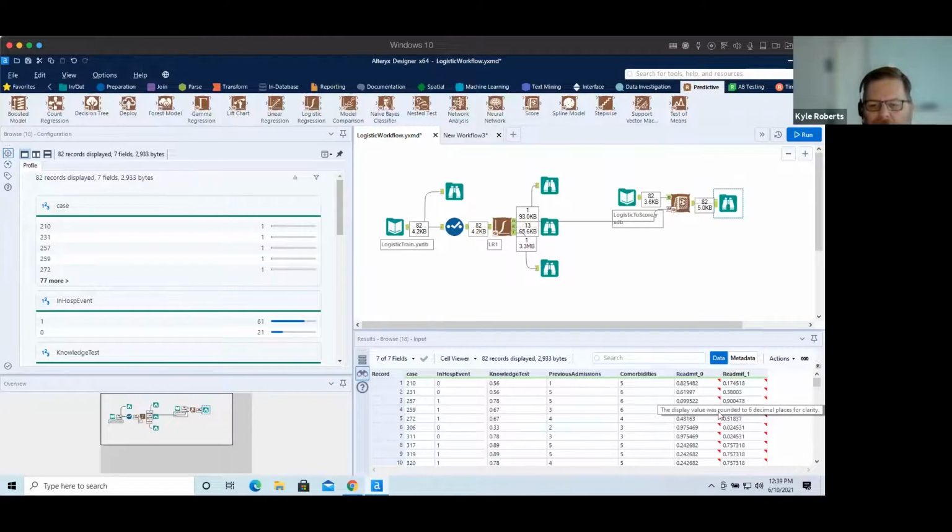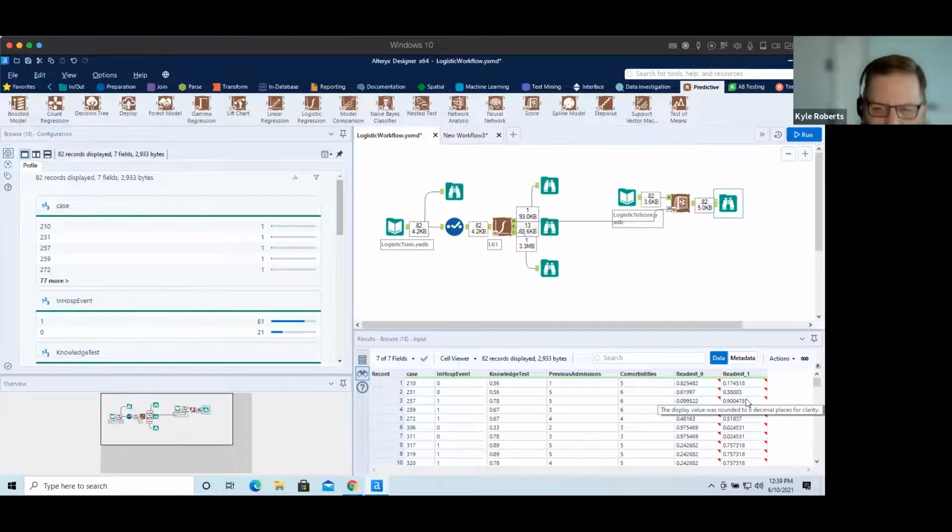Now, let's look at this next person here. They did have an in-hospital event and they have 6 comorbidities. Yeah, this person's coming back to us, right? 90% probability of being readmitted. That's their probability of being readmitted.